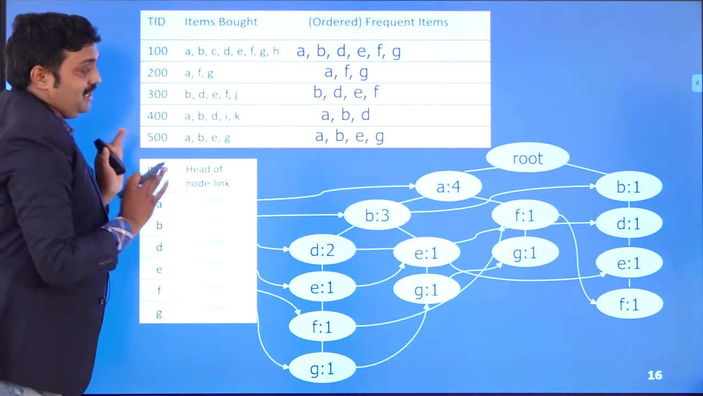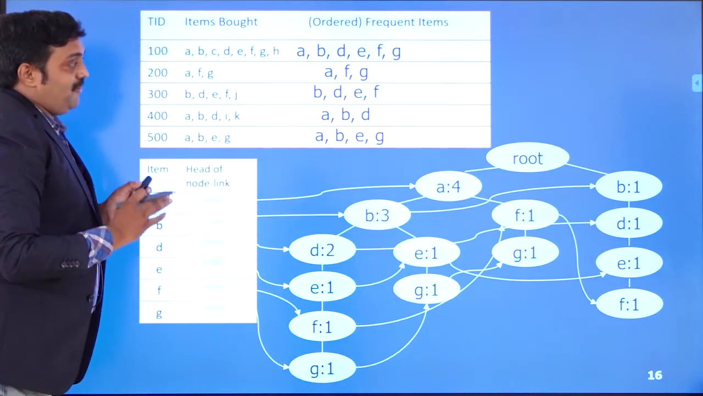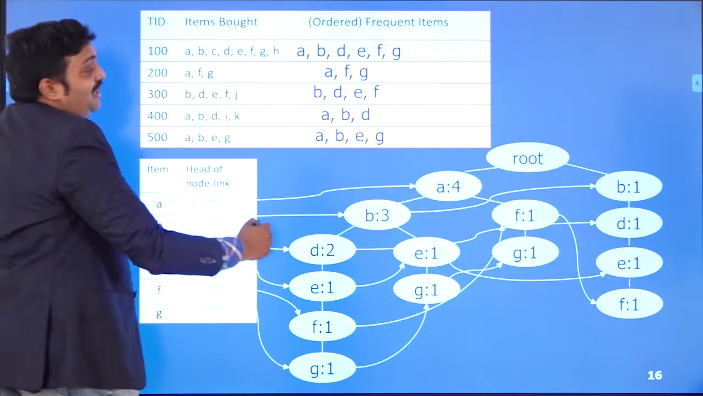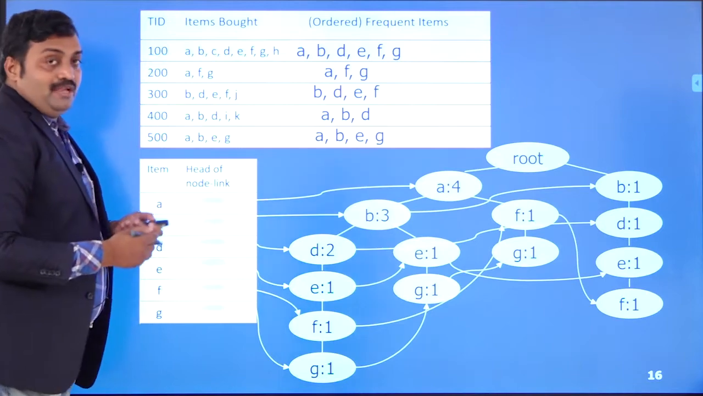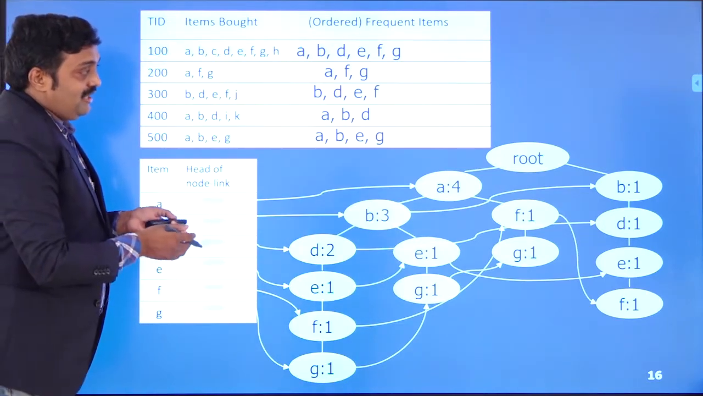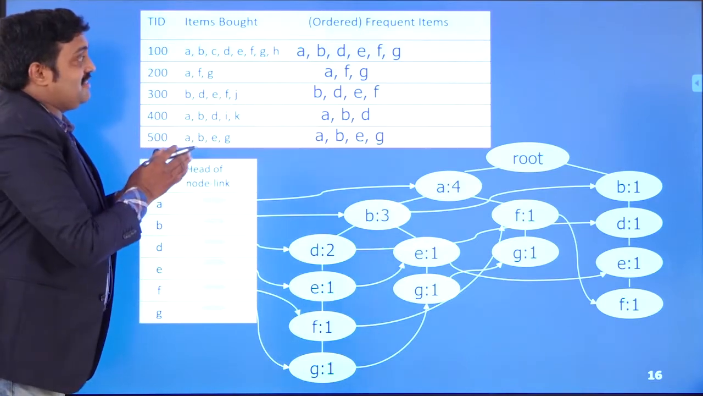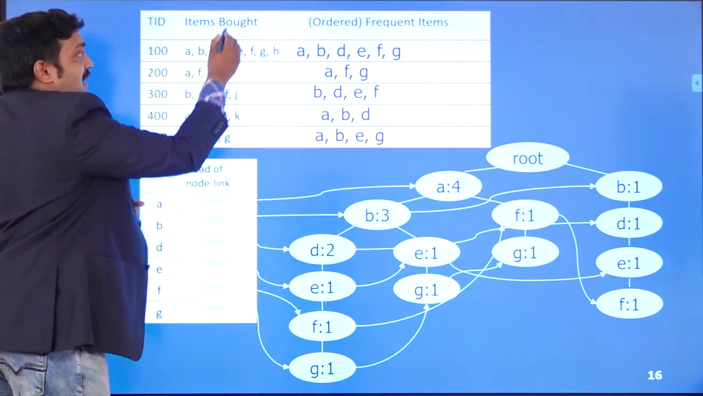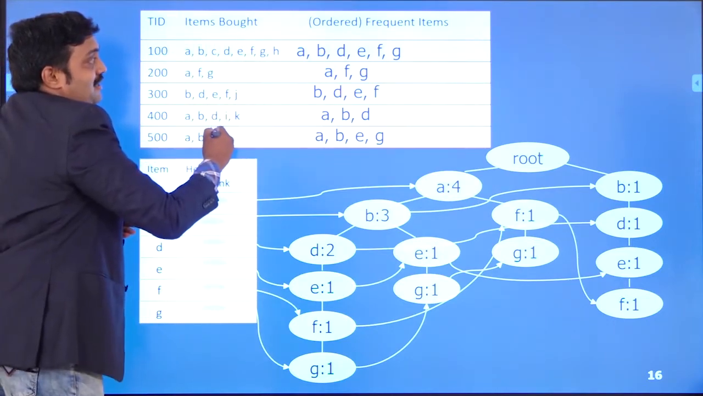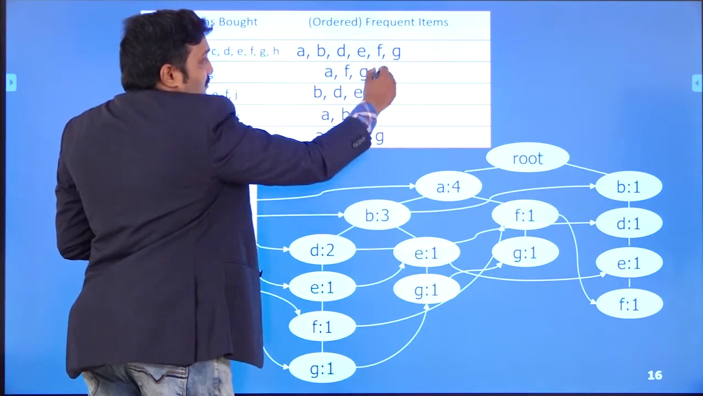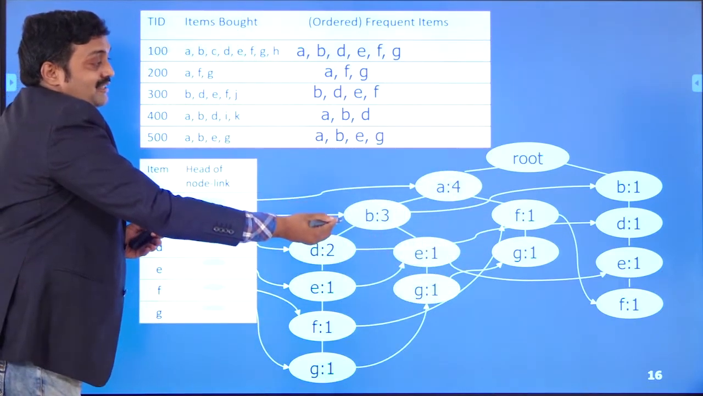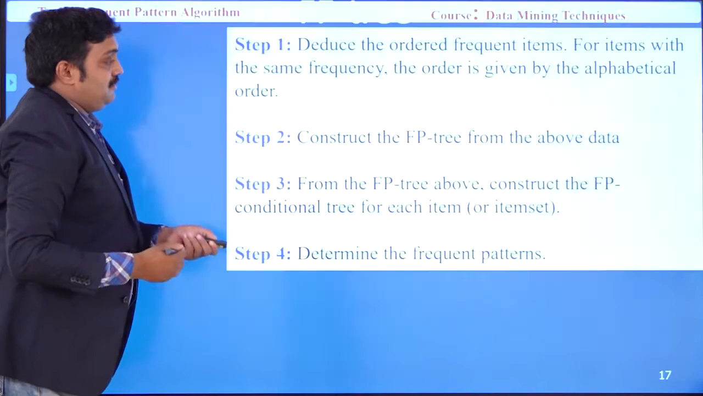We are constructing the tree. Tree is done. In step 1, we got this frequency table. In step 2, we got the tree. Now we are going to apply the condition. Previously we applied the condition on the support count on the given market transaction data. Then we got this, and from this we got the tree. Now we are going to apply the condition on the tree.